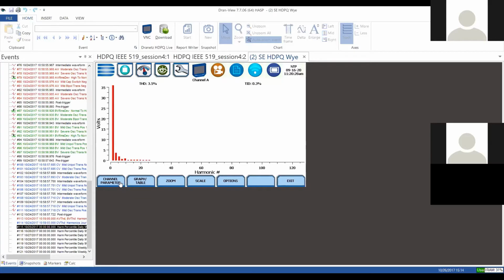I can change the parameter. I can look at phase B, phase C, the neutral phase. I can also look at the current. I could also look at the watts or power harmonics if I chose to do that. So I just figured I'd share a real-time view of that. So let me go back to our presentation.